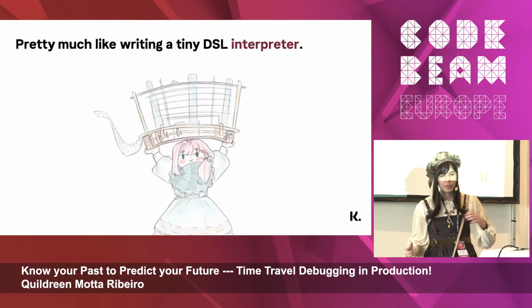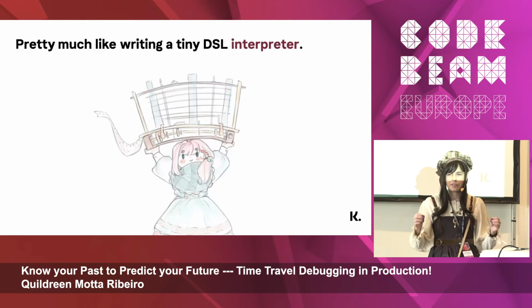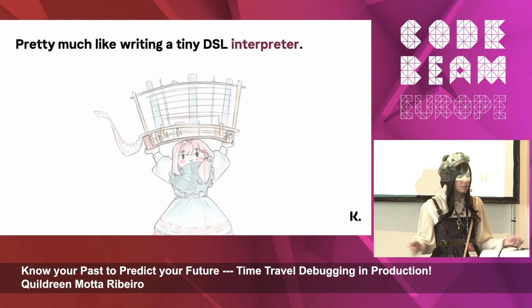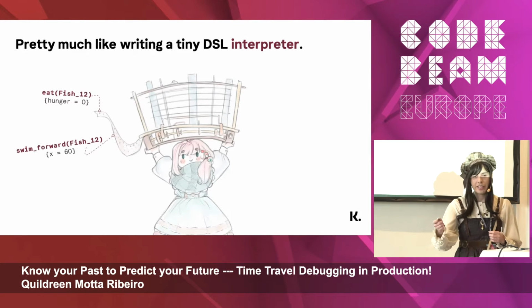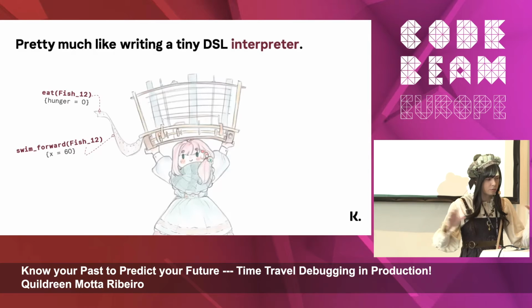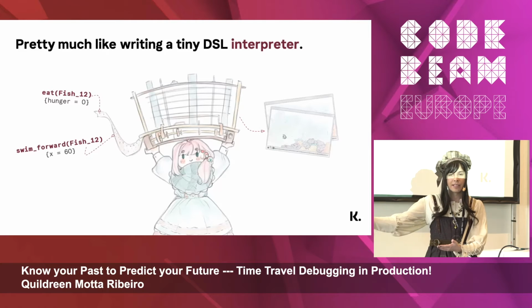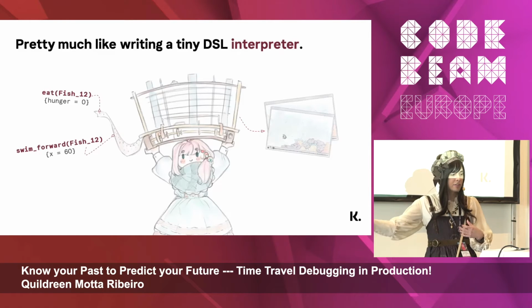Now, if you're familiar with compilers, interpreters, that kind of stuff, you notice that this is very similar to writing a DSL. Well, it is. Your trace is actually a linear instruction set. And you put it through this weird machinery, and out come all of the states that your application has run into in this period of time.